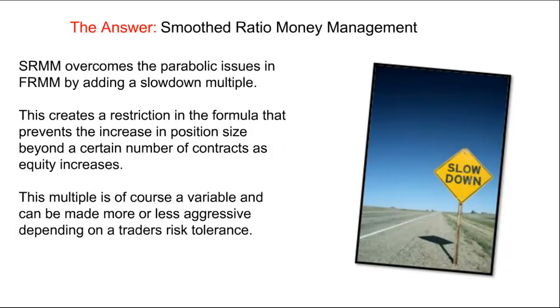Our answer to the problem of having violent equity swings at the top of the equity curve is to use what's called smooth ratio money management. And all smooth ratio is, I'm not even going to explain it to you.